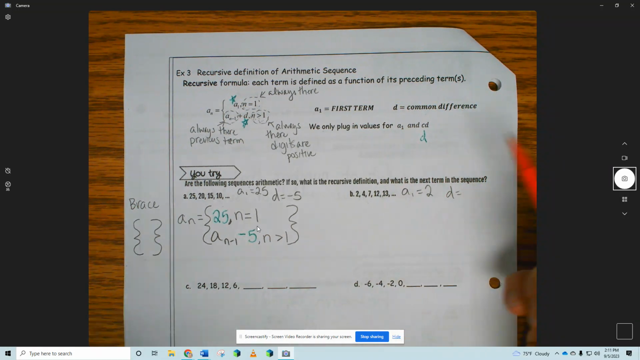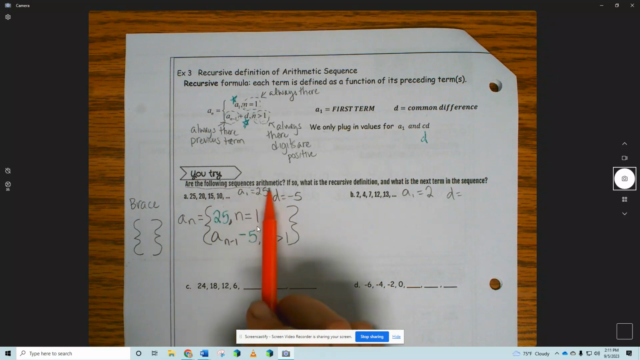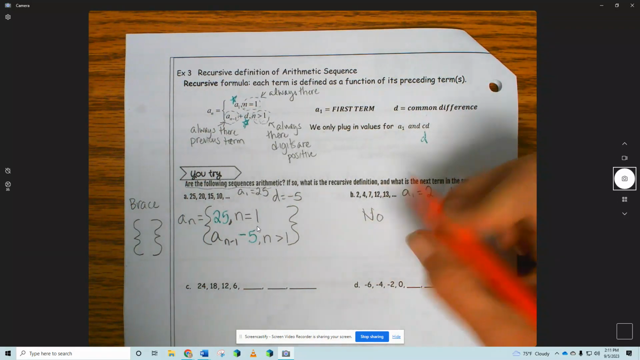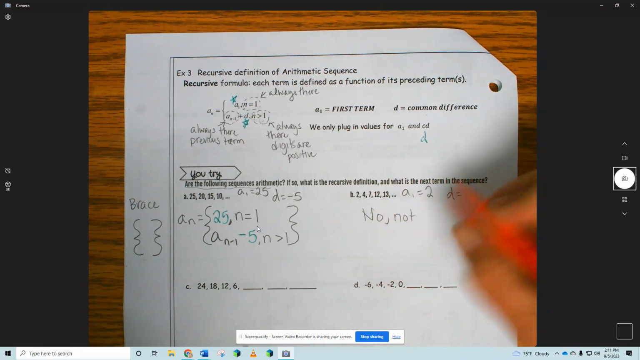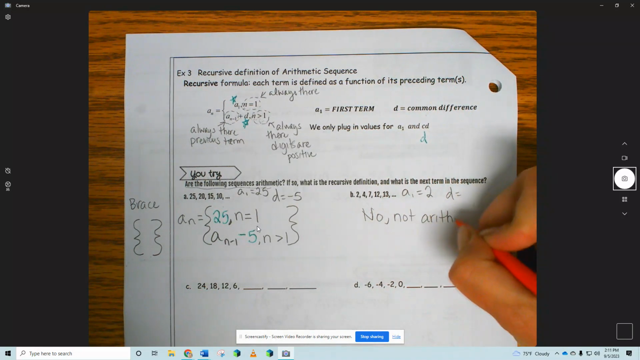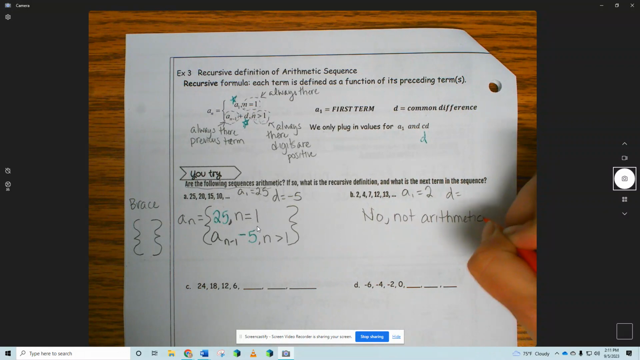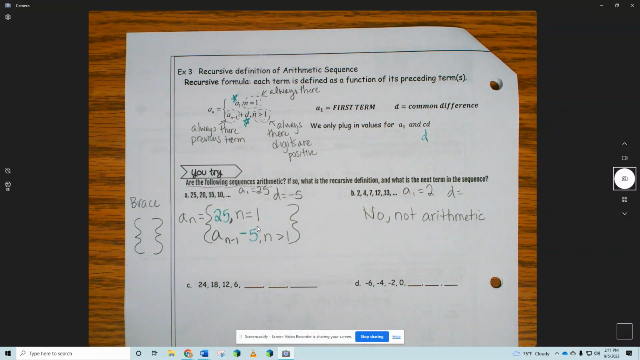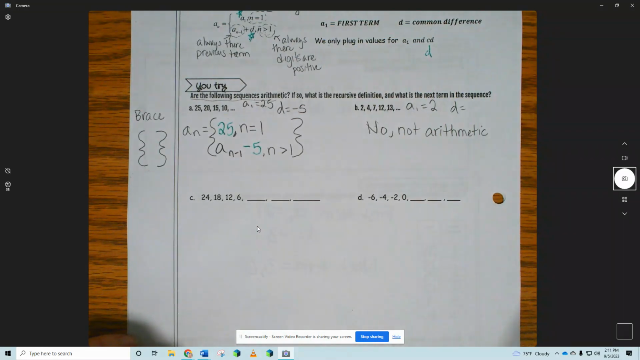Okay. The first question, are the following sequences arithmetic? You're just going to say no. I gave you a list that was not arithmetic. No, not arithmetic. Nope, you don't have to write the formula because it's not a real sequence. All right, C and D.